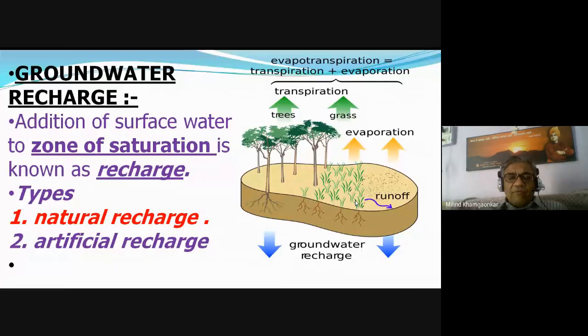Now, where from does this water come into the confined aquifer or into the unconfined aquifer? That occurrence, or that percolation, or that addition of the surface water due to the rain or precipitation to this zone of saturation is called the recharging of groundwater. The definition.